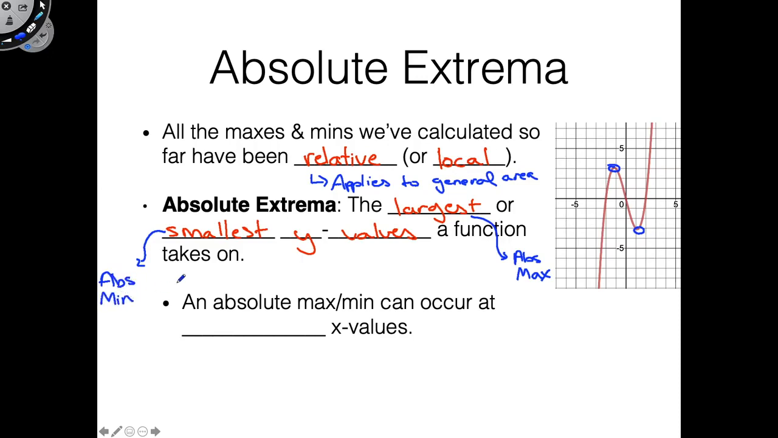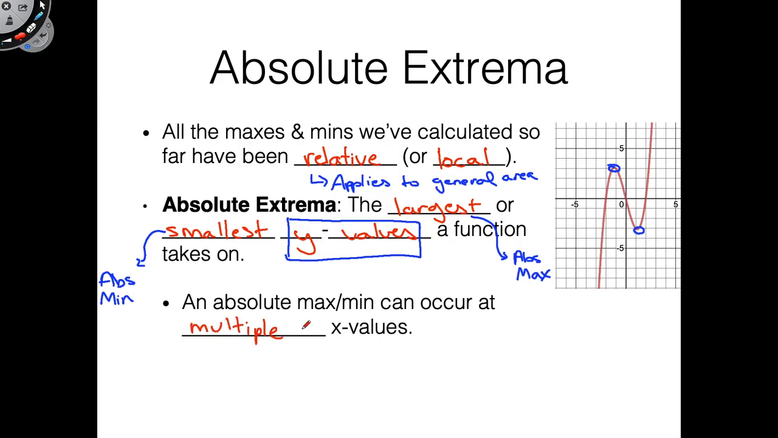So that's the idea of an absolute extreme value. It's the biggest, the smallest. Okay. Now you might have noticed I used a very interesting choice of vocabulary here, and that I used the word y value. Now that's very deliberate, right? And that's for the simple reason that an absolute min or max can occur at multiple x values.